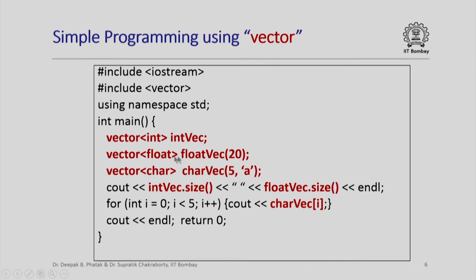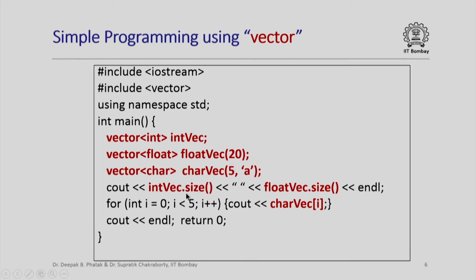Here is a vector of floats of size 20, and here is a vector of characters of size 5, where each element of that vector is initialized with the value 65. This is the ASCII code of the character A. So, you see that there are multiple ways by which we can declare an object of the vector class instantiated with a specific type. If I do not specify how many elements are there, the vector will be of size 0, otherwise the vector will be of the specified size, or I can even initialize all elements of the vector with a particular value.